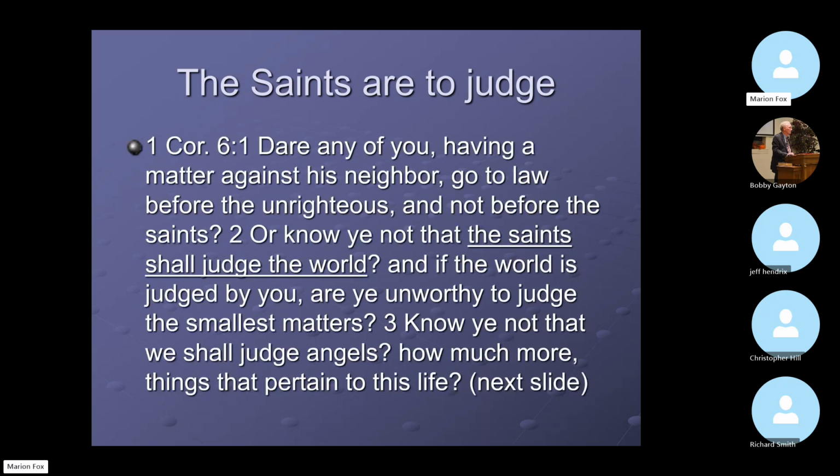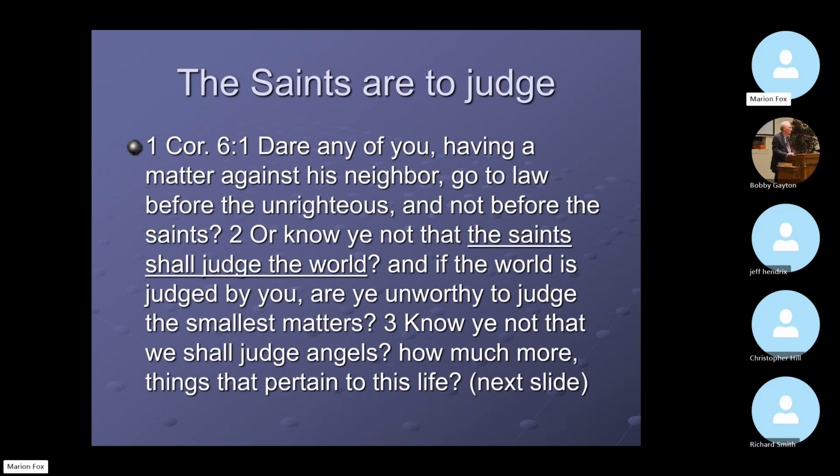Let's go to 1 Corinthians 6, verse 1. We see that saints are to judge in some sense. If you're having a matter against his neighbor, go to law before the unrighteous and not before the saints. Or know you not that the saints, the expression, know you not that, oudate, hoti in Greek, that expression there always introduces an argument.